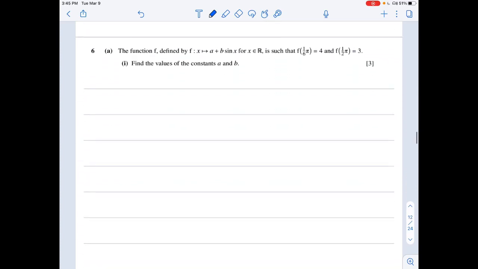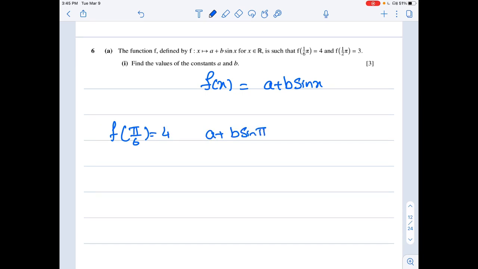Question number 6. The function f of x is equal to a plus b sine x. He gave f of pi by 6 is equal to 4. What does it mean? a plus b times sine pi by 6 is equal to 4. So it becomes a plus b upon 2 is equal to 4. This is one equation. This is another equation I got.